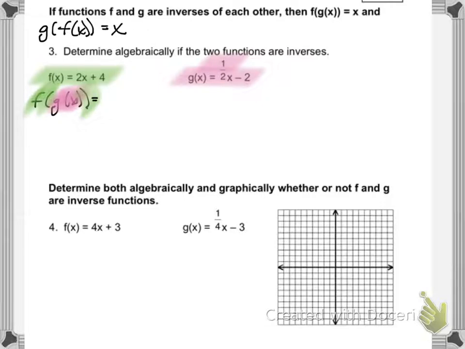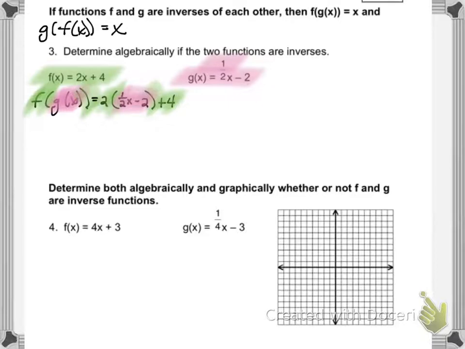f of x is 2, and then you don't put the x in there, you put plus 4. Okay, so here's our f of x. In where the x would normally be, that's where you put your g of x. So you put in the parentheses 1/2 x minus 2. And so hopefully you can see what I mean by putting g of x into f of x. And so then you just do the math. Once you do that, what is 2 times 1/2?